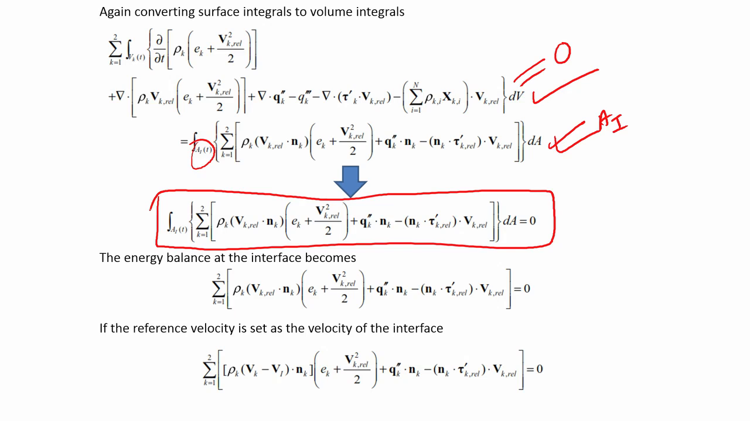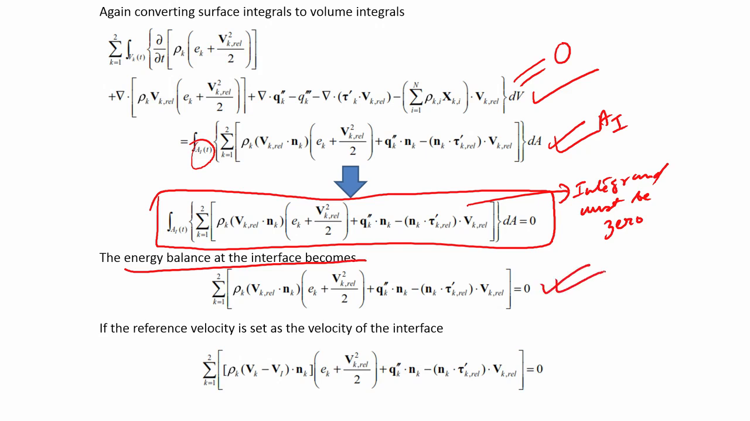Because this is an integral form, the integrand has to be equal to 0, the integrand must be equal to 0. So the energy balance at the interface becomes this. That is nothing but the term in the square bracket being equal to 0. What do these terms contain? One is the flux term across the surface, and the other one is the diffusion term, also across the interface, and then there is a work done term because of the stresses at the interface. These are the 3 quantities that we have.